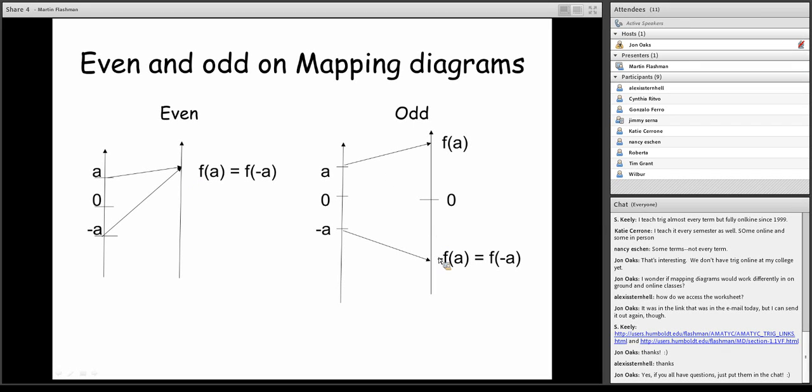Odd functions have the function at the opposite being the opposite of the value. So in odd functions, in the mapping diagram, you actually see symmetry on both the source and the target. They will be opposite. In this one, the value of f of a is bigger than the value of f of minus a, but they could be flipped as well.